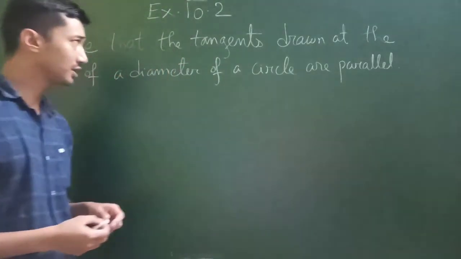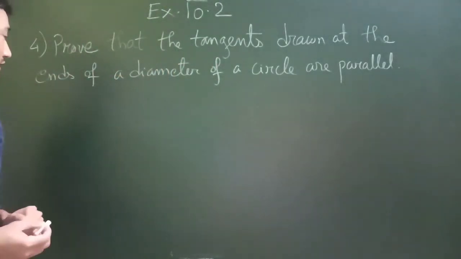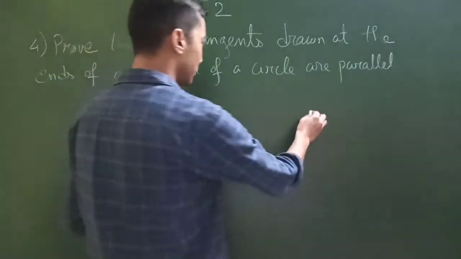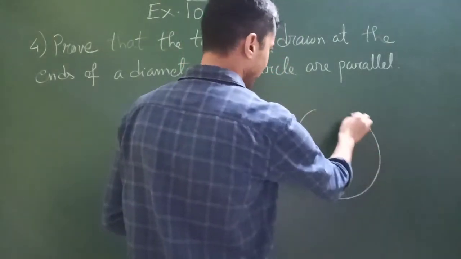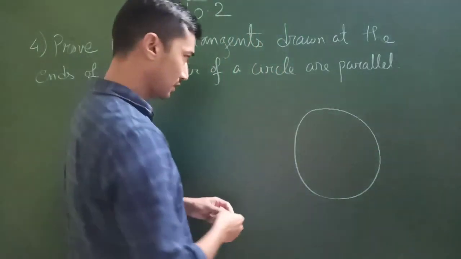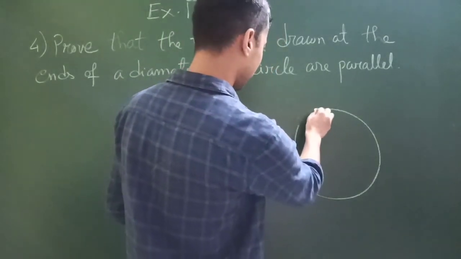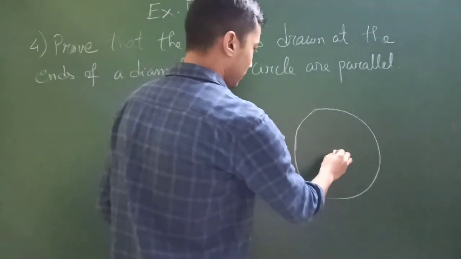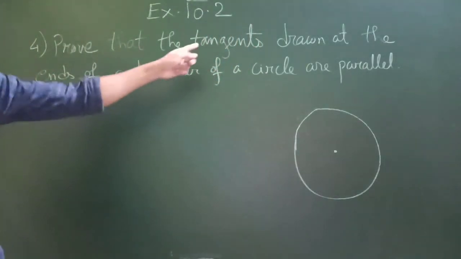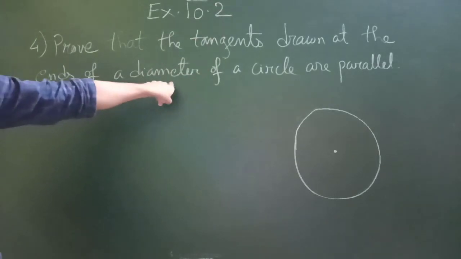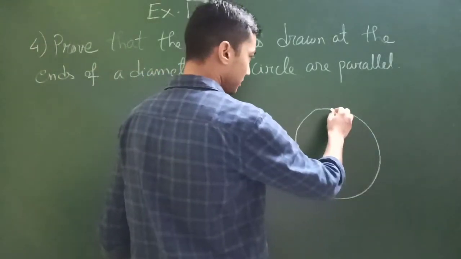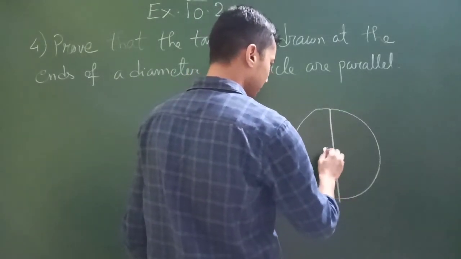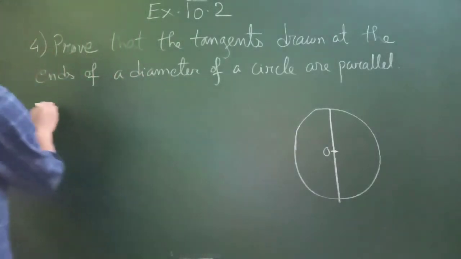So getting back to the question: prove that the tangents drawn at the ends of a diameter of a circle are parallel. So let's draw a circle. Of course, I cannot draw perfect circles. So if I draw this circle, then what? Prove that tangents drawn at the ends of the diameter of a circle are parallel. For that, we will have to draw a diameter, center O.